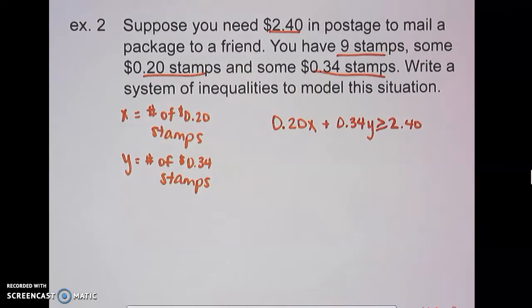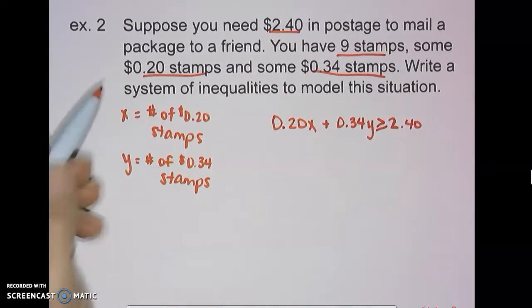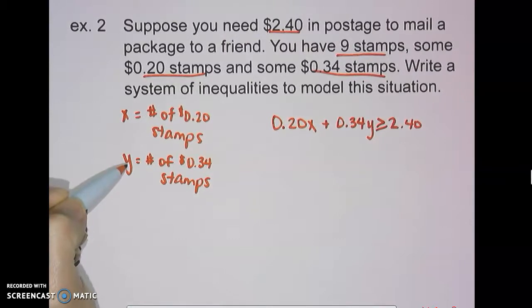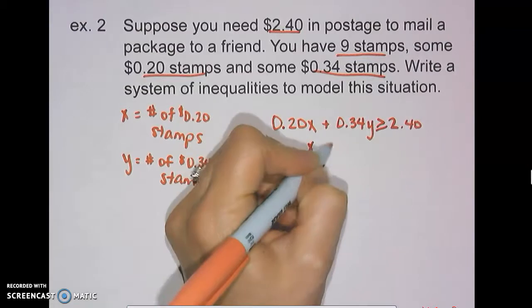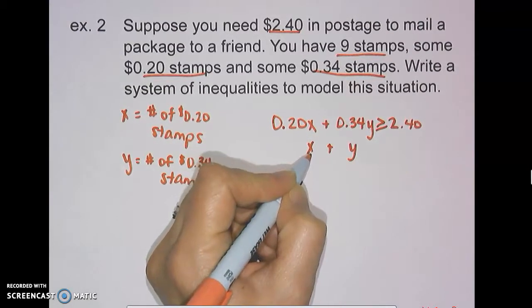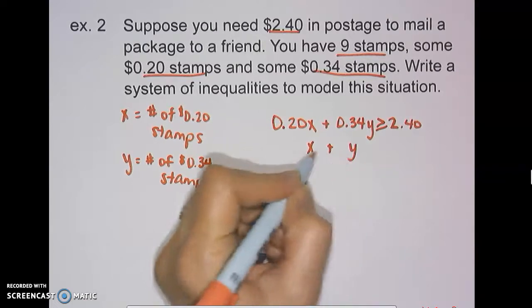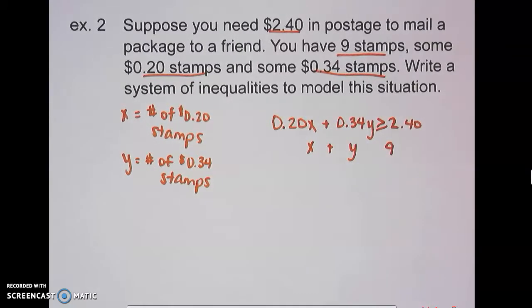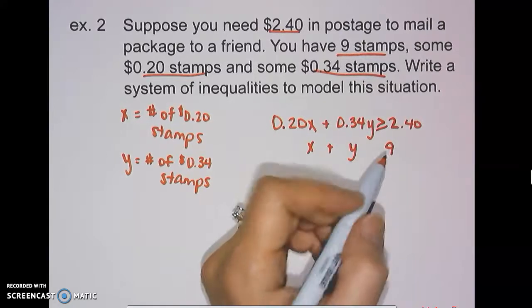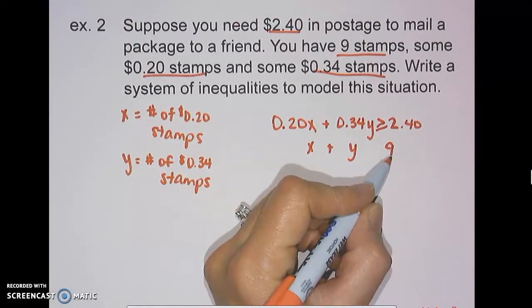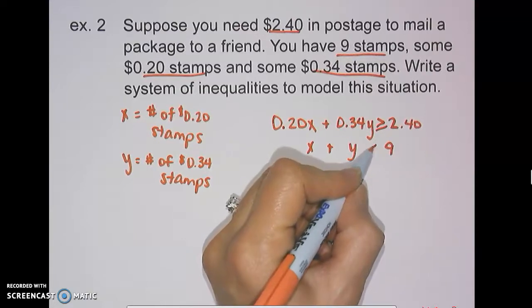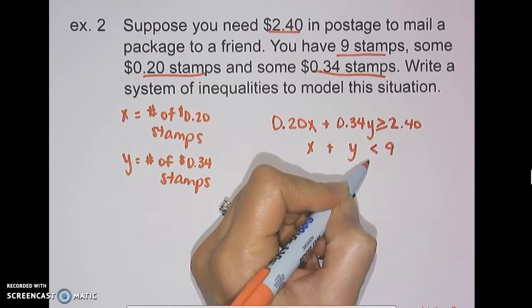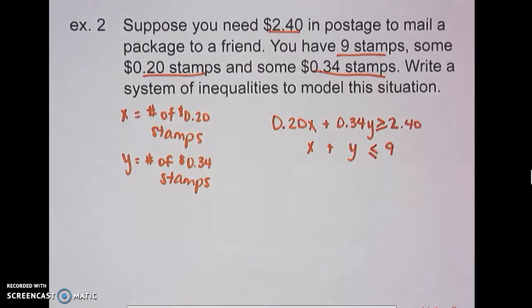The other thing we have to notice is that we have 9 stamps in total. We have no idea how many of those are 20-cent stamps or how many of them are 34-cent stamps. So we're going to take X plus Y, the number of 20-cent stamps and the number of 34-cent stamps. We're going to add those together. We know we need to have 9 there. And we need to figure out, can we use less than 9, exactly 9, or more than 9 stamps. If we only have 9 stamps, can we use 10? We don't have enough for that. So we need to use less than 9. Can we use all 9 of them if we wanted? Absolutely. And so then there would be our system.